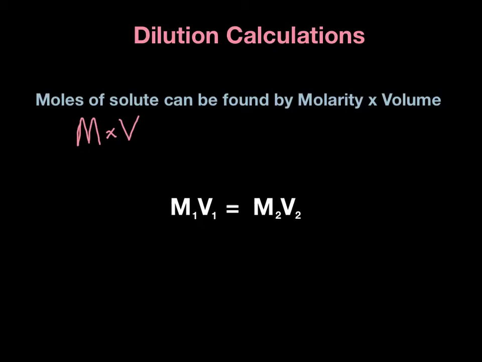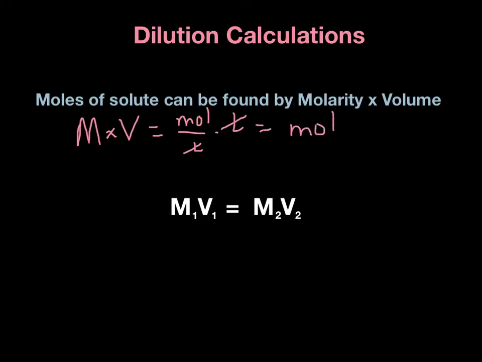In order to find the moles of the solute, you can take the molarity and multiply it by the volume. So you have molarity times volume here, and remember, molarity is moles per liter. Volume is in liters, so when you multiply these two, you can see that the liters cancel each other out, and you're left over with moles.